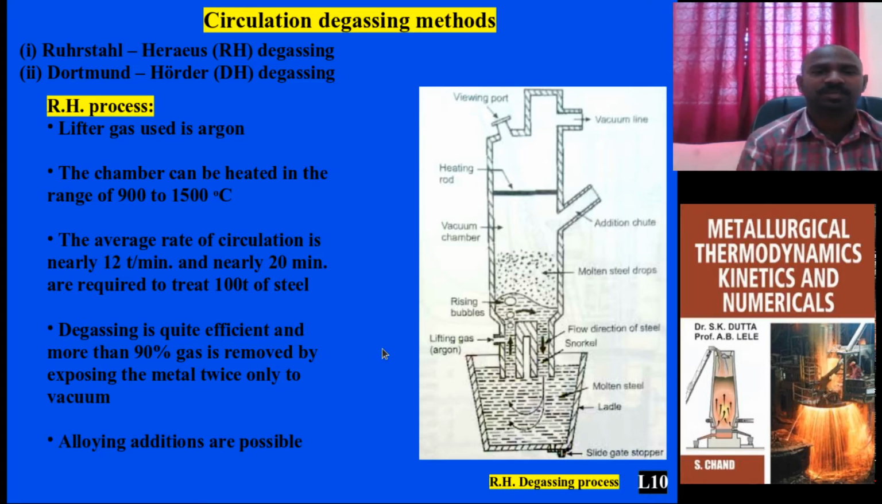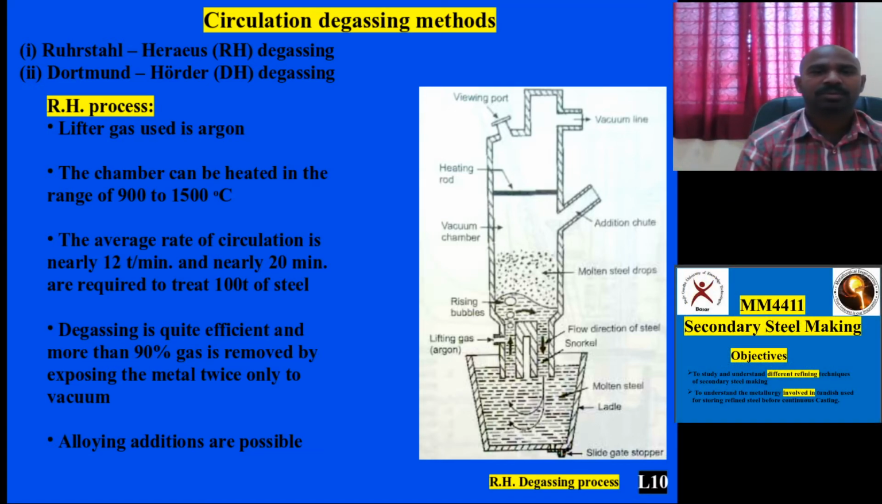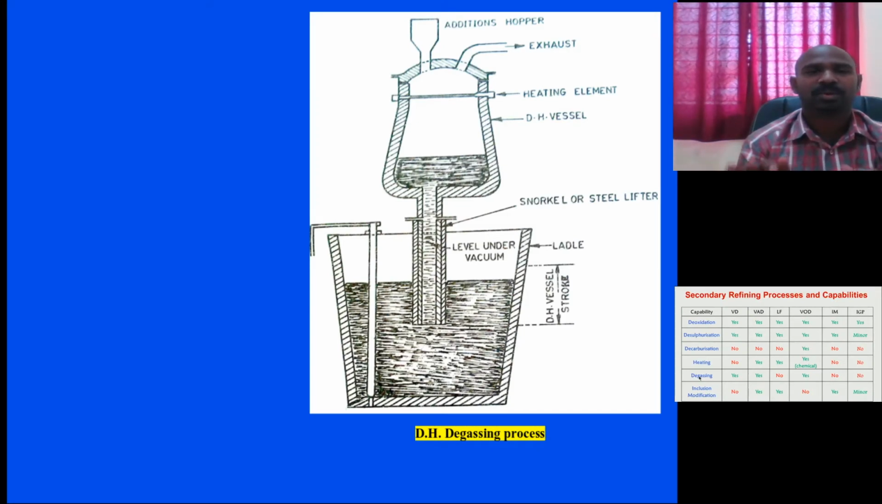And it is quite possible by using the RH degassing process to add alloying additions, adjust the temperature, adjust the chemical composition, and blow oxygen to further reduce the carbon. This oxygen will interact with the carbon and give rise to CO and further CO2. Carbon is also reduced, decarburization, for the production of low carbon steels. It is much suitable. And coming to the DH degassing process, this was the ladle, stopper, plug.